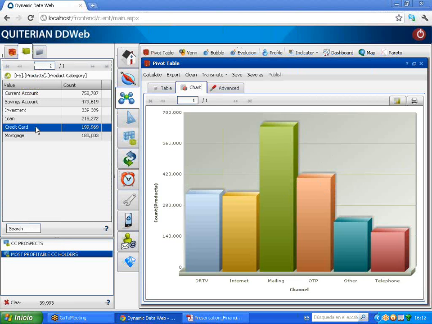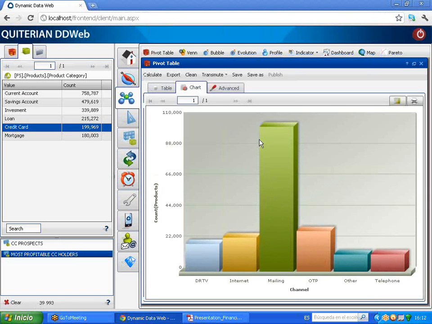So I need to go only for credit cards. I select the credit cards, and I drag and drop in the middle of the screen, and everything is recalculated. It seems really that the mailing is the best way, but as I probably do not have enough money to do such a big campaign, more than 500,000 people, I need to be more precise in my campaign. So I'm going to select only the most profitable credit card holders.